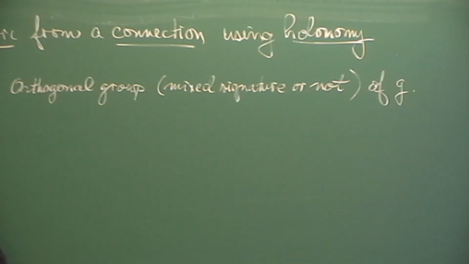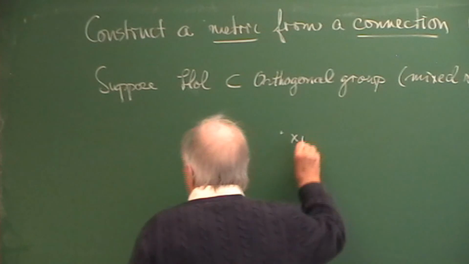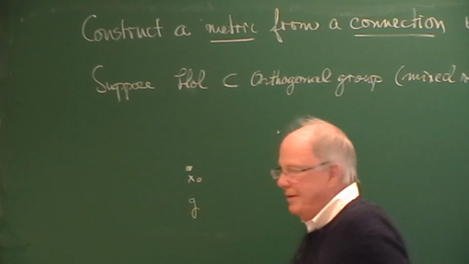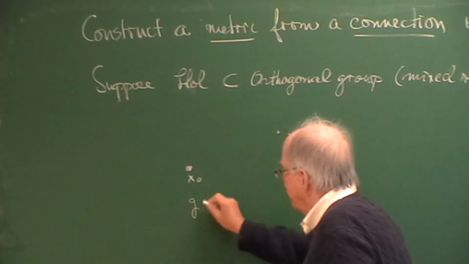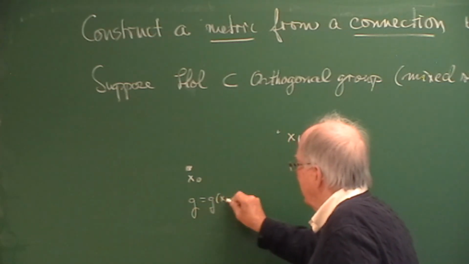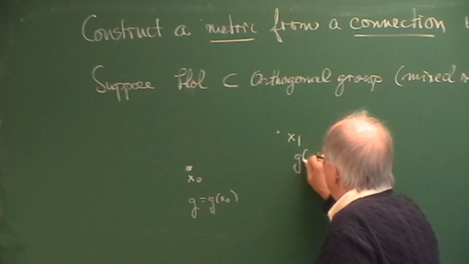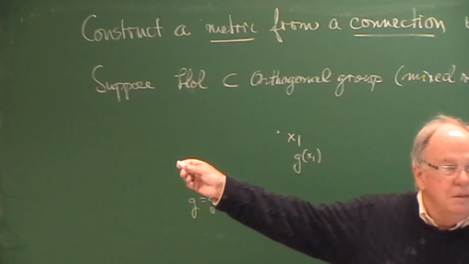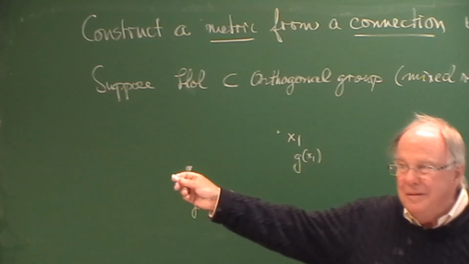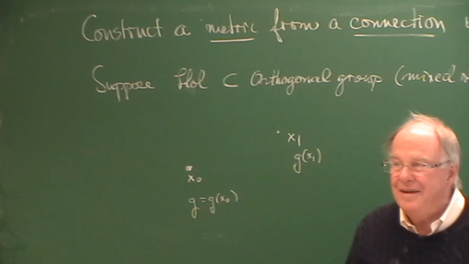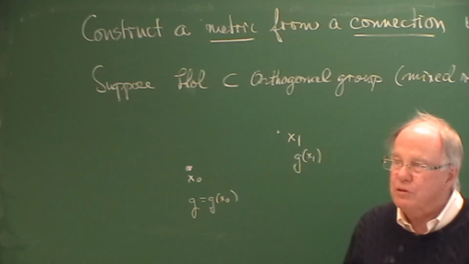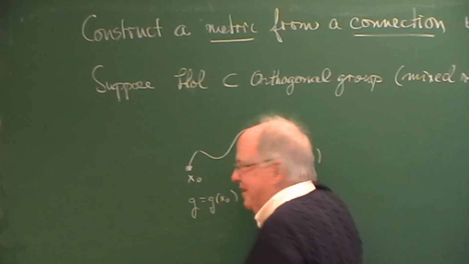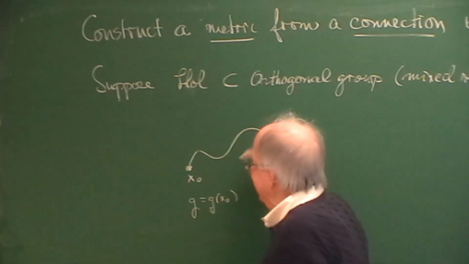Okay, here is x0, here is x1, here you have G. Let's call it G equals G of x0. How would you define G of x1? Use the transpose? You just proved the theorem that was proved not so long ago. Very nice. Take any curve, right?